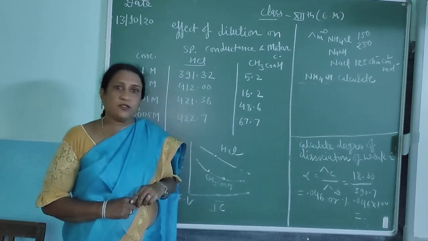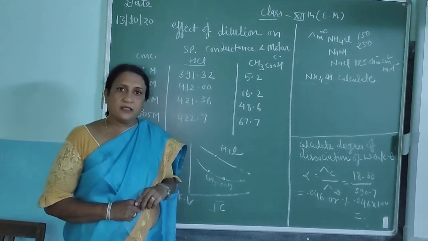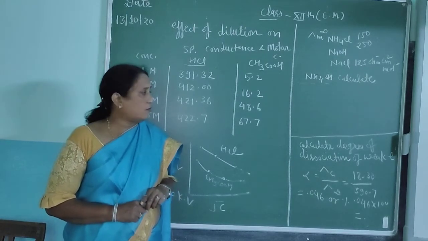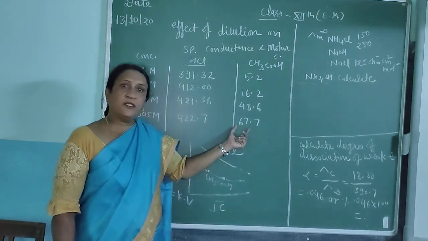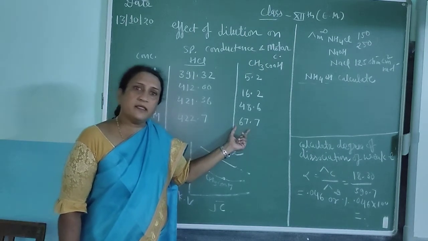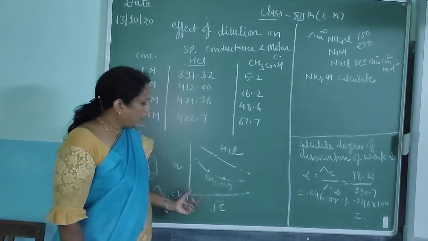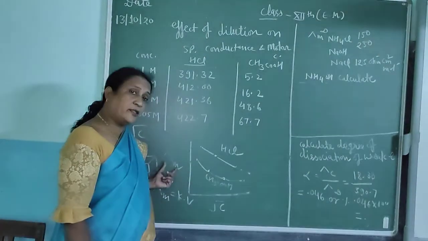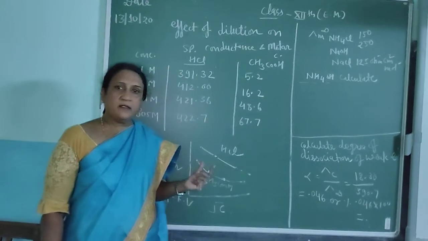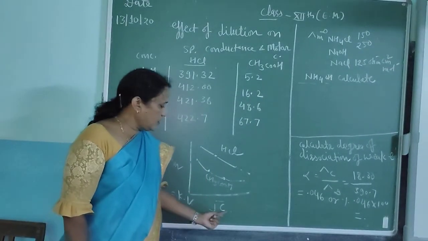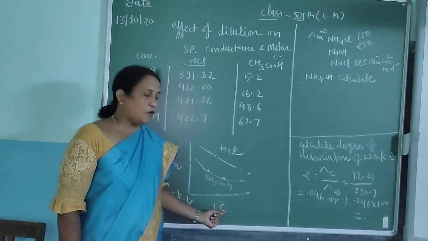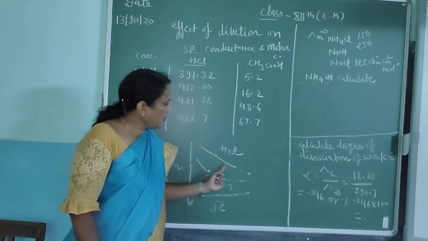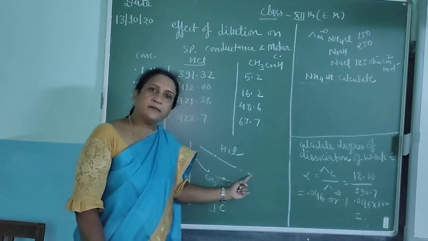Why? Because at that time their conduction is near about 0. But as they dilute, what will happen? Their conduction continuously increases. Here I explained with the graph also. That is, when we plot the graph between molar conductance and decrease in concentration or increase in volume, what will we see? We will see the strong electrolyte has a straight line.